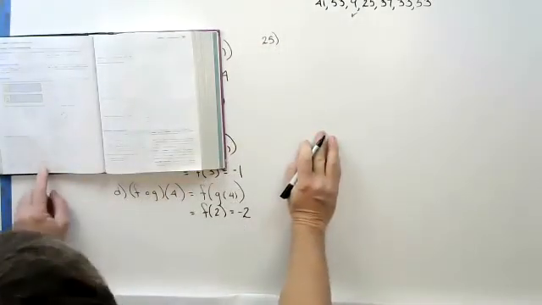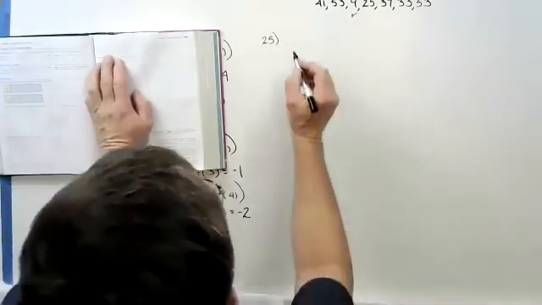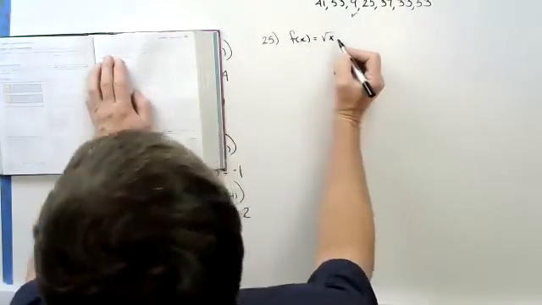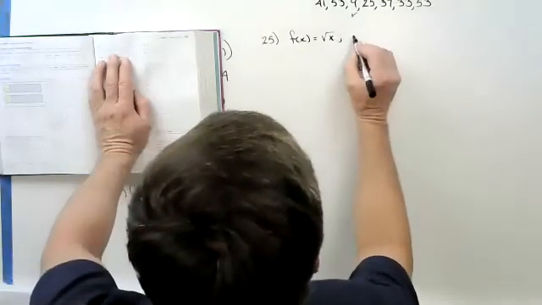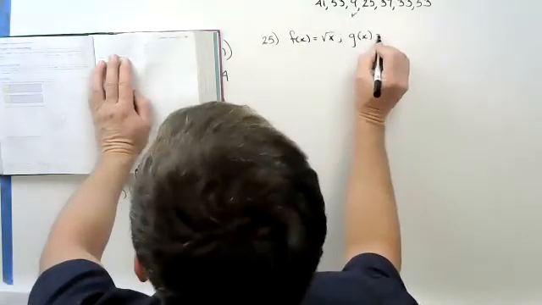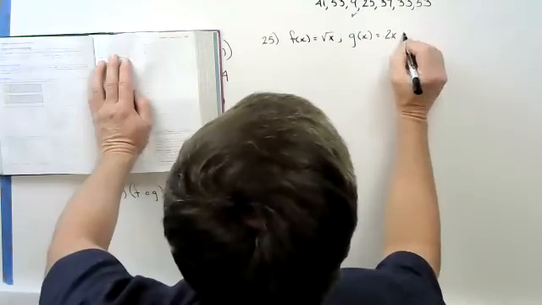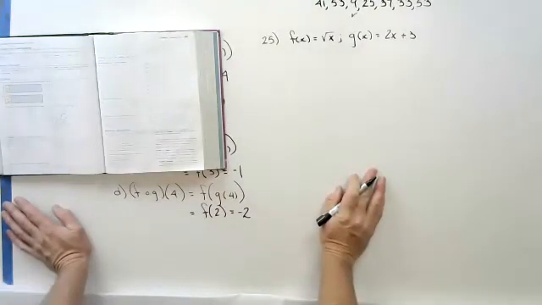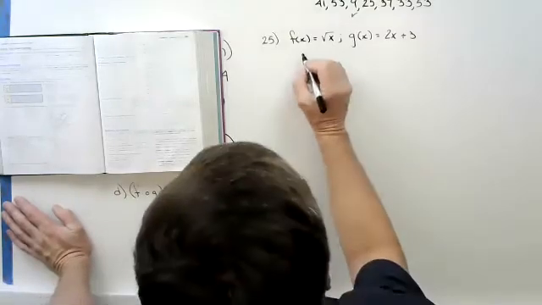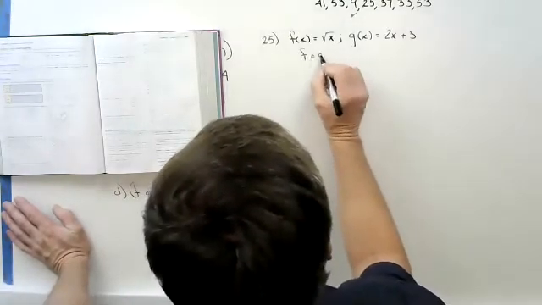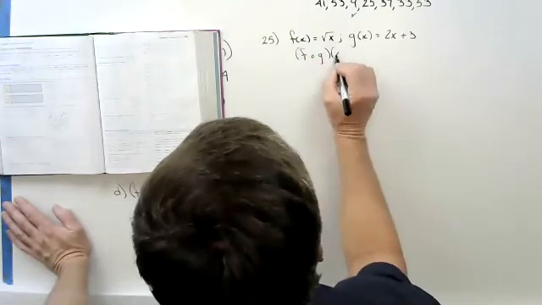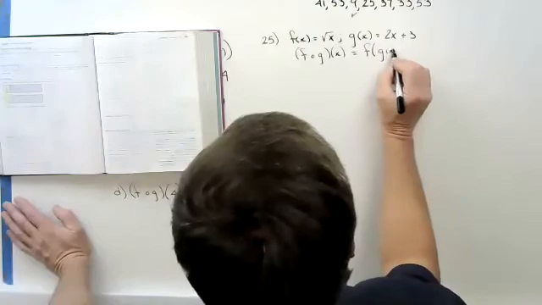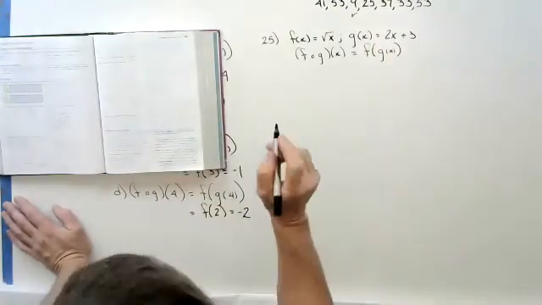I have to find the domain of the composite function. In 25, I have f of x equals the square root of x, and g of x equals 2x plus 3. Okay, so those are my two functions, and they want me to find the domain of f composed with g. So that's f of g of x.